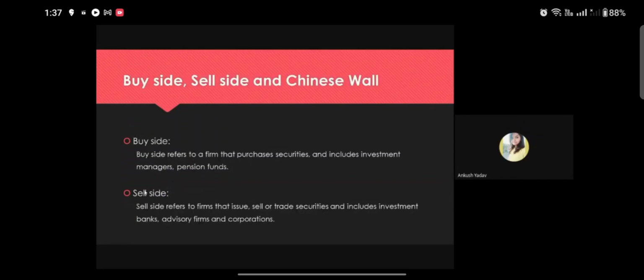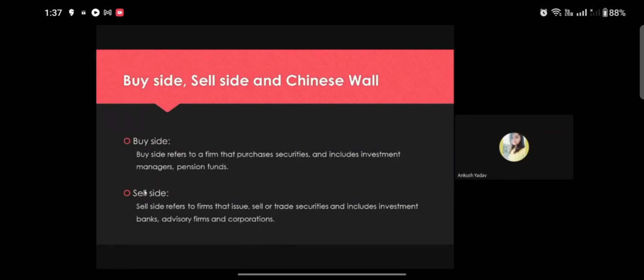Now come to the point: buy side, sell side, and Chinese wall. So I've already explained buy side and sell side. Buy side refers to a firm that purchases securities, and sell side refers to the firm which sells or trades securities. So for example, I have a firm.